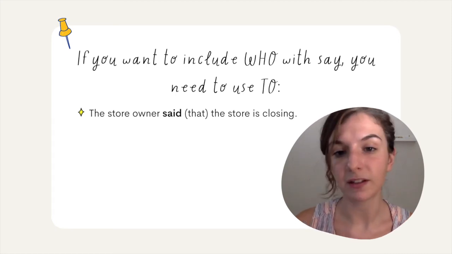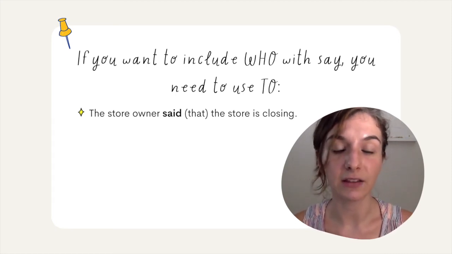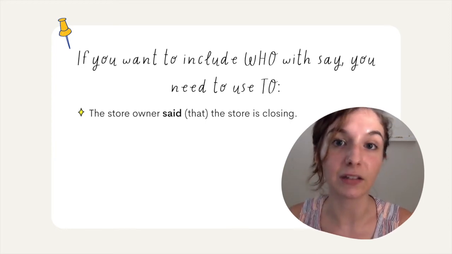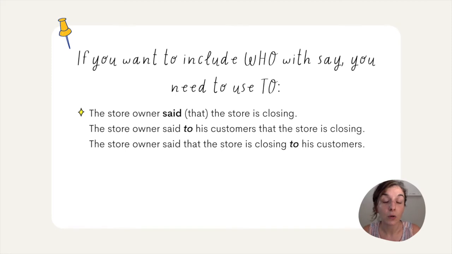Let's say we have this sentence. The store owner said that the store is closing. So what if I wanted to include who he said this to? How can I phrase that? So we can either say the store owner said to his customers that the store is closing, or we say the store owner said that the store is closing to his customers. So to the receiver of the information either needs to come at the very end of the sentence or it has to come immediately after the verb say.